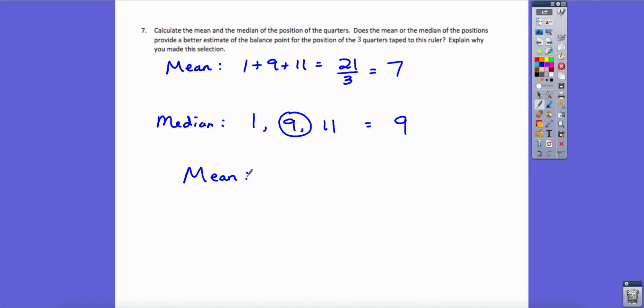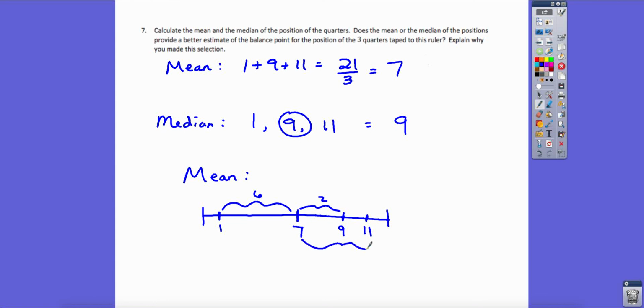And so I want to kind of draw this out for us on our ruler. Okay, if this is a 1, and here is a 9, and here is an 11, if I put my balance point at 7, I know that this total distance right here is 6. Okay? And this total distance right here is 2. And then from 7 to 11 is 4. And notice that 6 equals 2 plus 4. And that's how we know we're in balance here on our balance point.